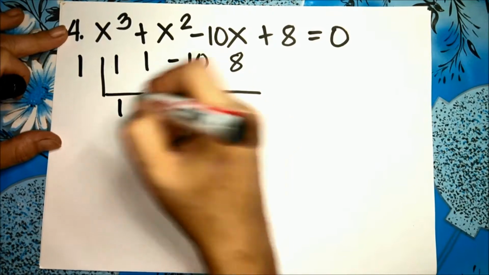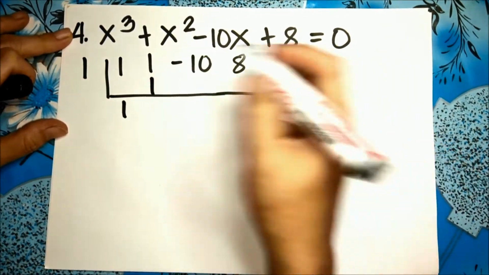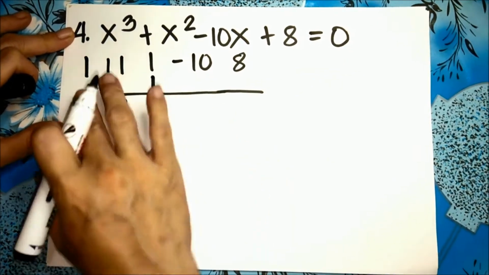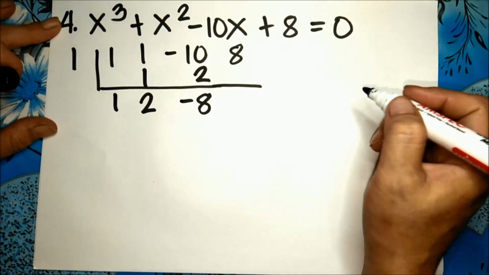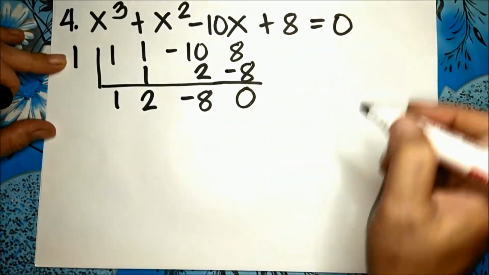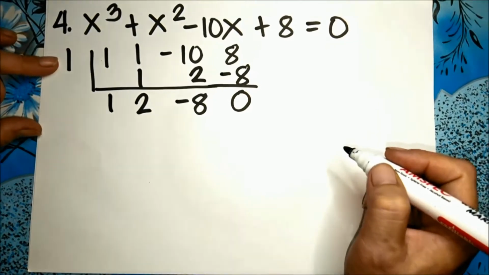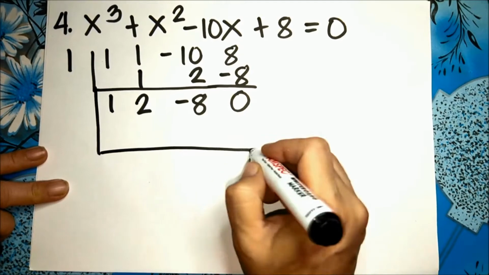So bring down 1. 1 times 1 is 1. 1 plus 1 is 2. 2 times 1 is 2. We have negative 8. Negative 8 times 1 is negative 8. And there we have it. Our remainder is 0.